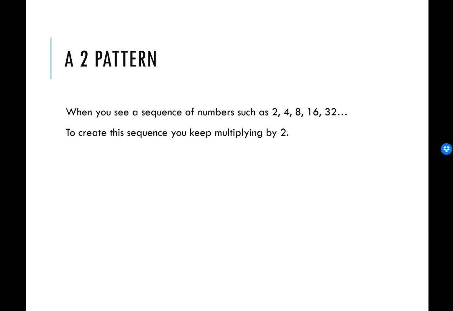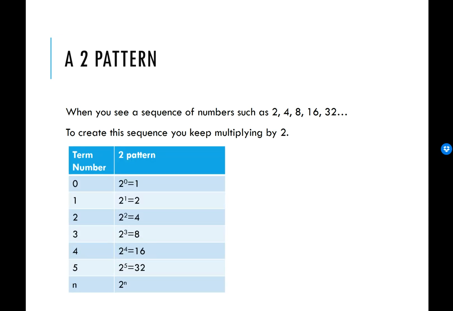So if I think about that pattern in a little bit different way, I think about it in terms of the term number. So if you see here, my term number is 0 and 2 to the 0 is 1. My term number is 1. When I put 2 to the first, I get 2. My term number is 2. 2 to the second, I get 4. 2 to the third, I get 8. And 2 to the fourth, I get 16. 2 to the fifth, I get 32. So whenever you see a pattern that looks like this, if we were going to talk about it in general or write a formula for it, we would write 2 to the n.